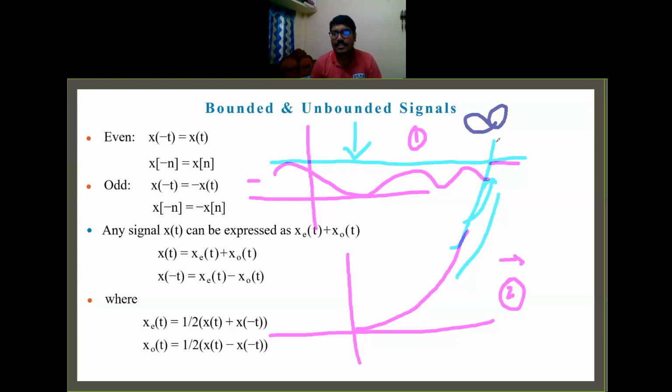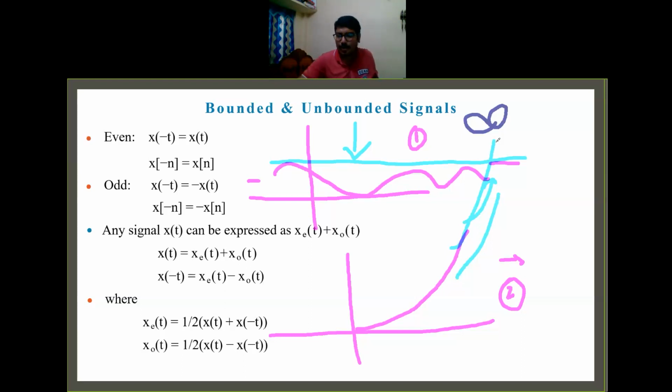Such types of signals are called unbounded signals, infinitely extended. With a limit, all our sine and cos waves are bounded between -1 and 1. Yes, all sine waves and cos waves are bounded between -1 and 1. So all these are bounded signals.